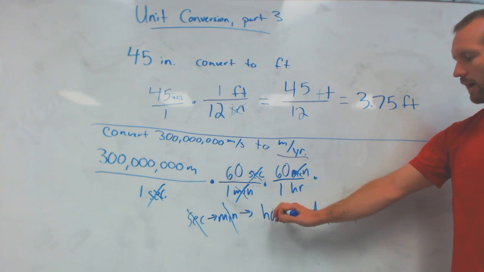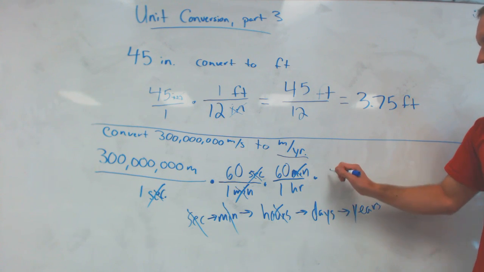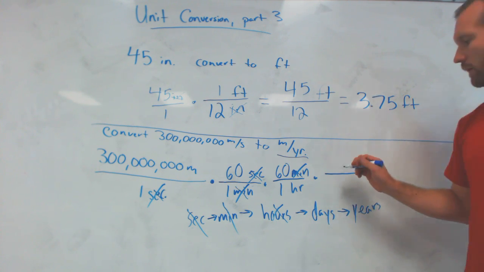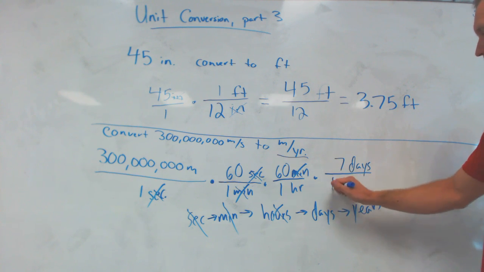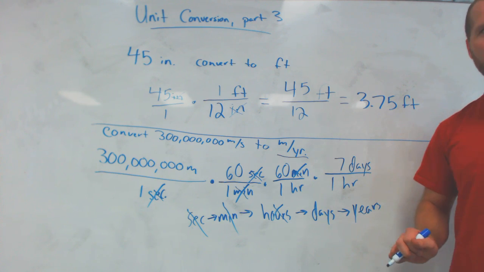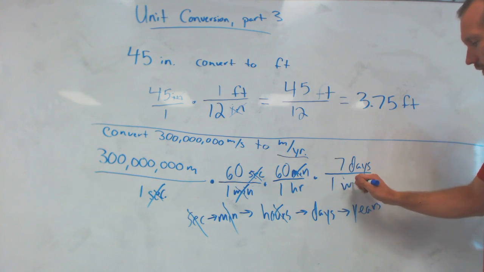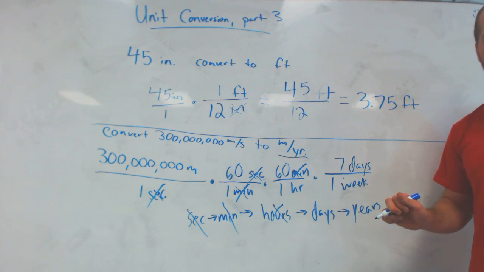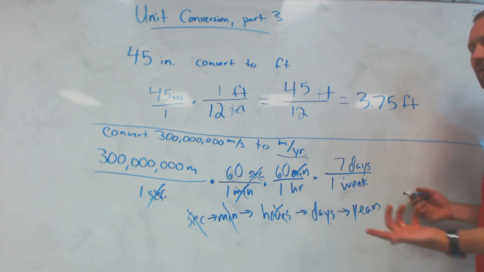Now I want to go from hours to days. So I'm going to do it like this, right? 7 days in 1 hour. No, other way. Oh no, 7 days in 1 week, right? No, because then you can't cross out days and hours. Oh, I need to cross out hours.